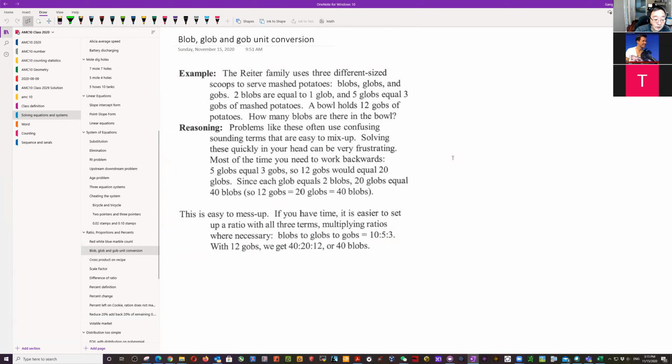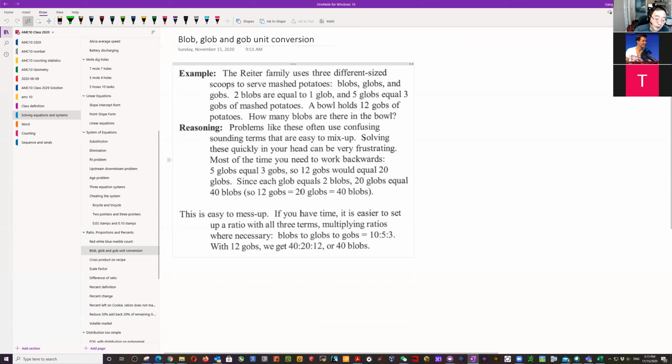So let's see this example. The Rayter family uses three different size scoops to serve mashed potatoes: blobs, globs, and globs. Two blobs are equal to one glob, and five globs equal three globs of mashed potato. A bowl holds 12 globs of potato. How many blobs were there in the bowl?